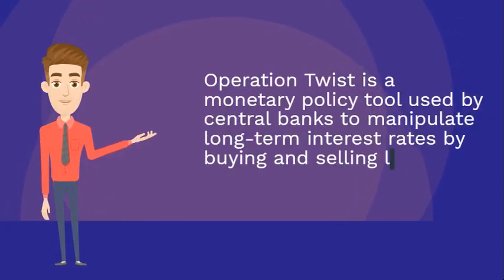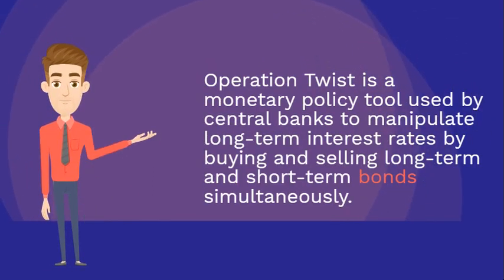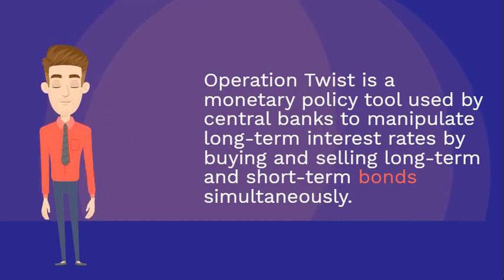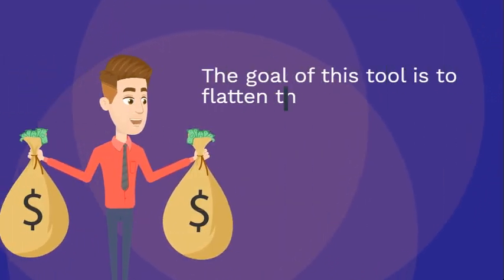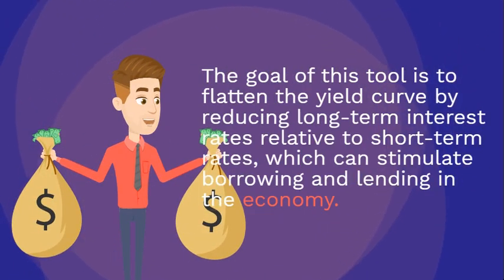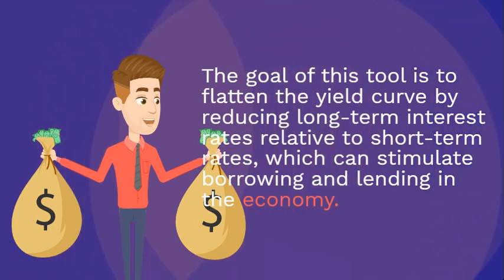Operation Twist is a monetary policy tool used by central banks to manipulate long-term interest rates by buying and selling long-term and short-term bonds simultaneously. The goal of this tool is to flatten the yield curve by reducing long-term interest rates relative to short-term rates, which can stimulate borrowing and lending in the economy.